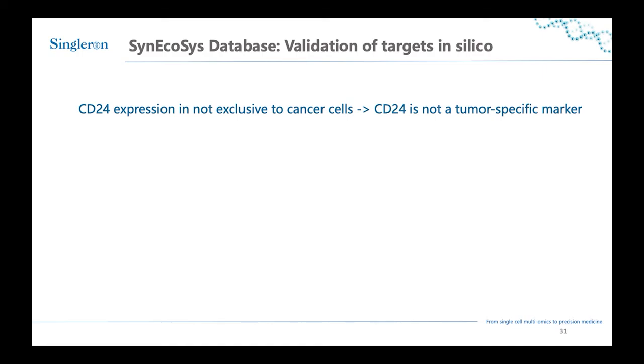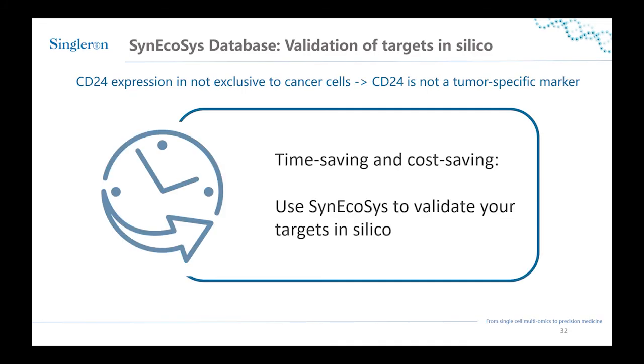Of course, we see that these differences are probably due to patient factors. It could be age or some other mutation that we don't know about that needs to be further explored, and this could also be done in SynEcoSys. But the fact stands that verifying your targets in silico can save you time and costs by guaranteeing that you only choose the more robust targets for your further experiments.